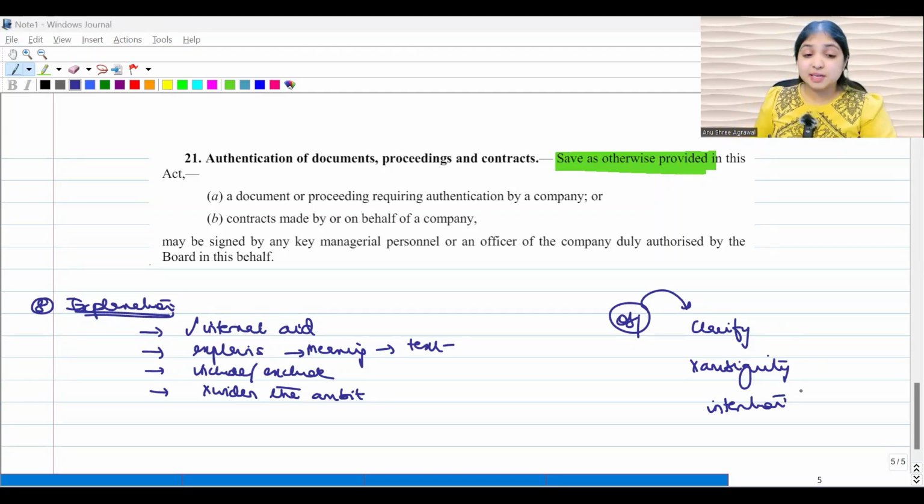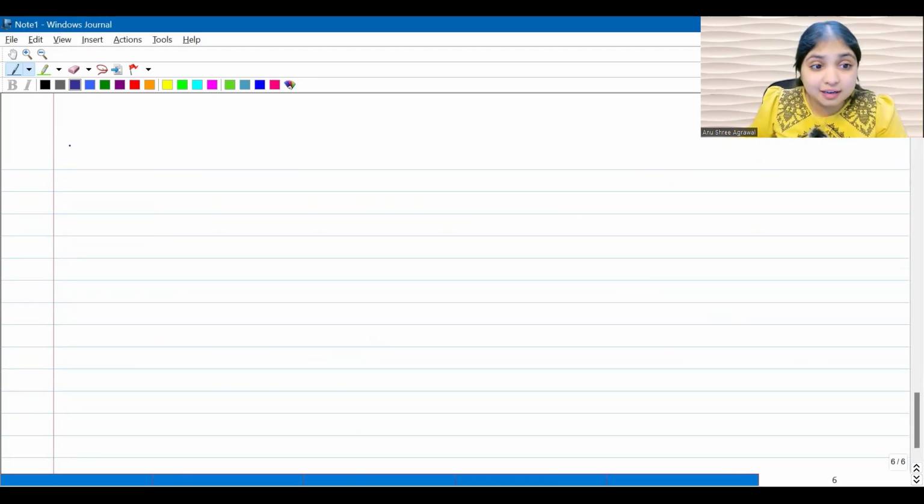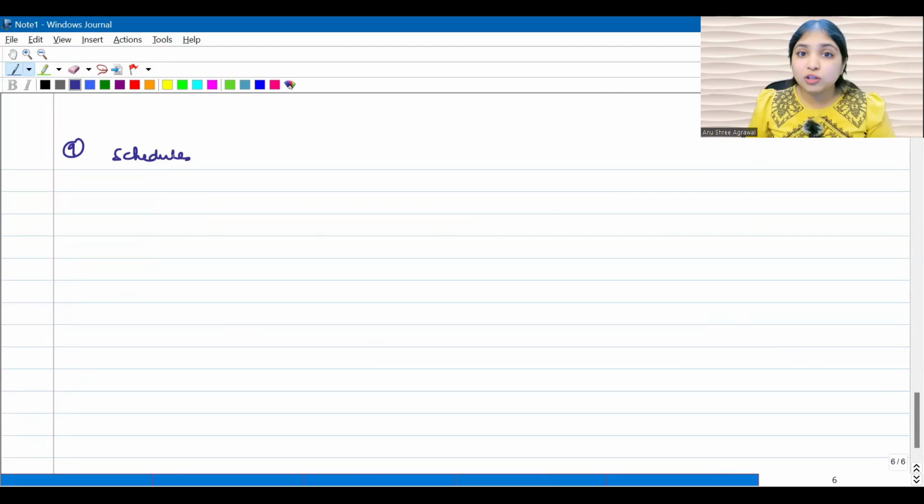Understanding. This is explanation. Then comes our ninth internal aid, which is schedules. Now after the act, after all the sections are over, we have the schedules, right? Like for example, in Companies Act, we have 7 schedules. After all the sections are over, the schedules are arranged. So schedules are a part of the act. They are clearly a part of the act.